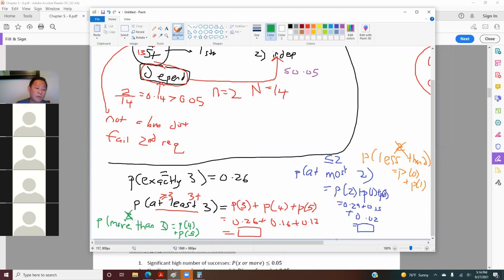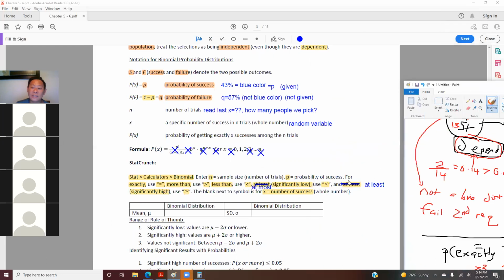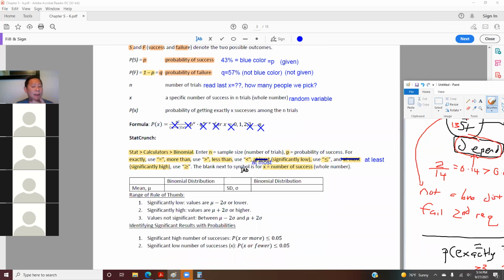That's the reason why, when you look at the symbol, one of them has an equal sign. An equal sign means it includes that number, and when you don't have the equal sign, it does not include that number. So again, be careful with this.